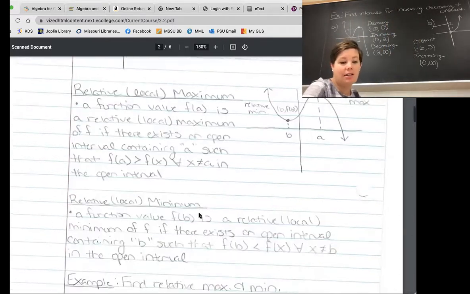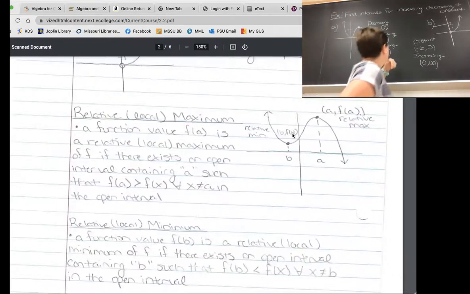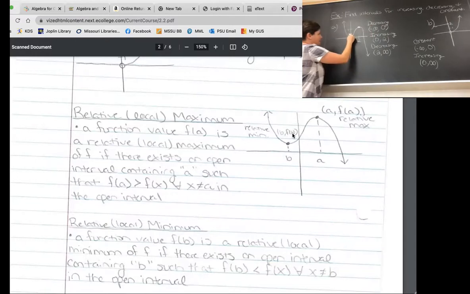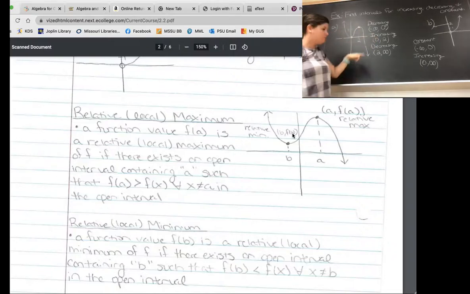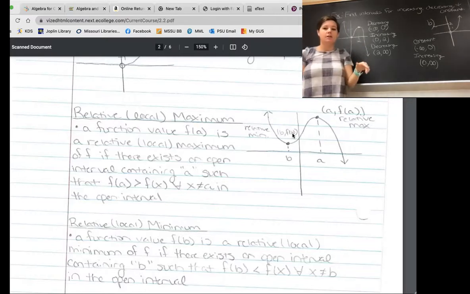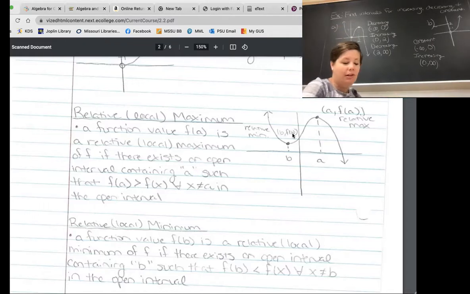I can do the exact same process for a relative minimum. That is the lowest point in a given section of our graph. Again, on this first one, we would have a relative minimum right here. That's where it switches from decreasing to increasing. And on this section of the graph, I would have a relative minimum. If I included this section of the graph, that would not be a relative minimum because there would be a lower value than that. So it's just within that one interval that we have that relative minimum.